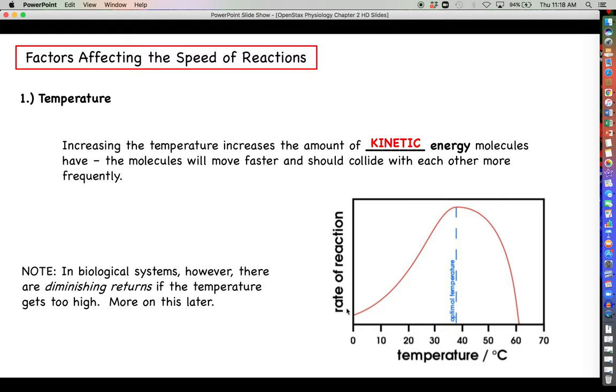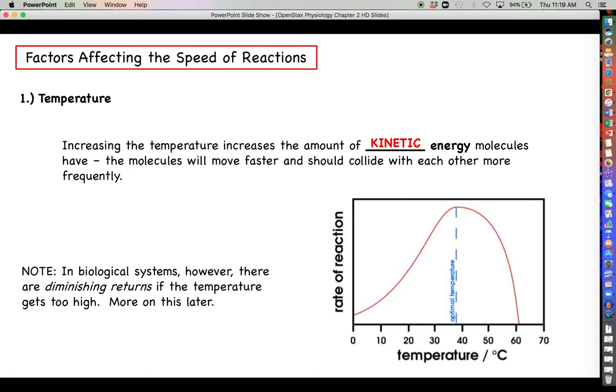If you look at this diagram in which the y-axis tracks the rate or speed of the reaction and the x-axis tracks the temperature in degrees Celsius, you can see that if we start at the freezing point of 0 degrees Celsius, increasing the temperature does produce a pretty steady climb and increase in the speed of the reaction. But once we get to a certain point, increasing the temperature any further actually produces diminishing returns and causes the rate of the reaction to get very, very slow. And eventually, if it gets too hot, the reaction will just come to a grinding halt.